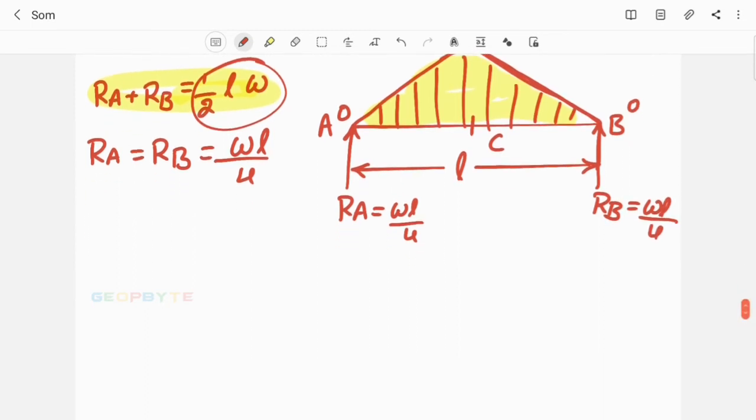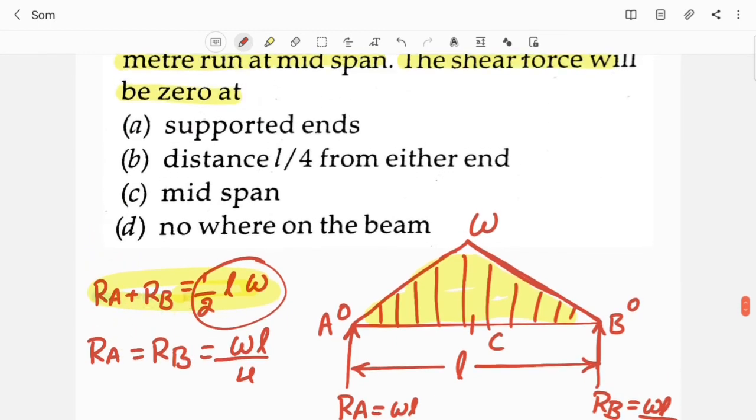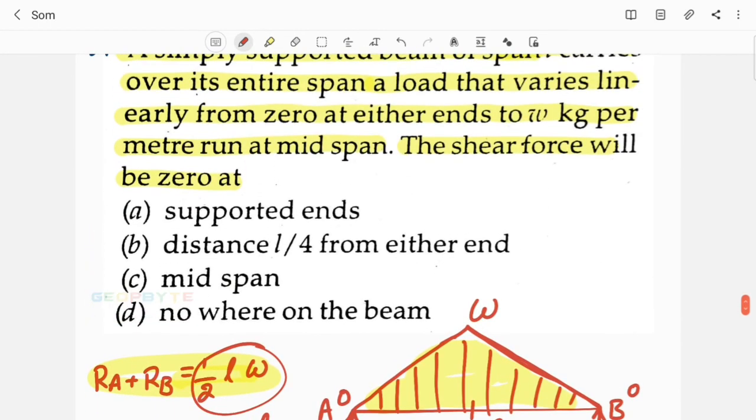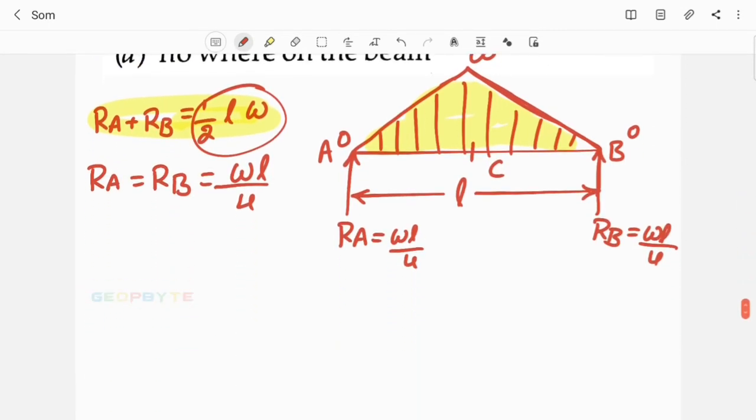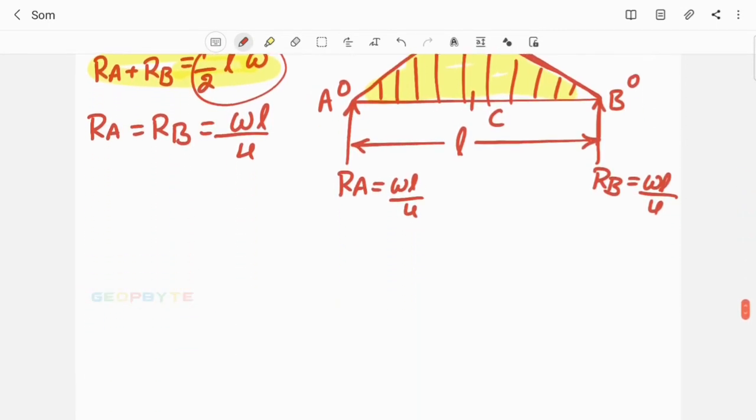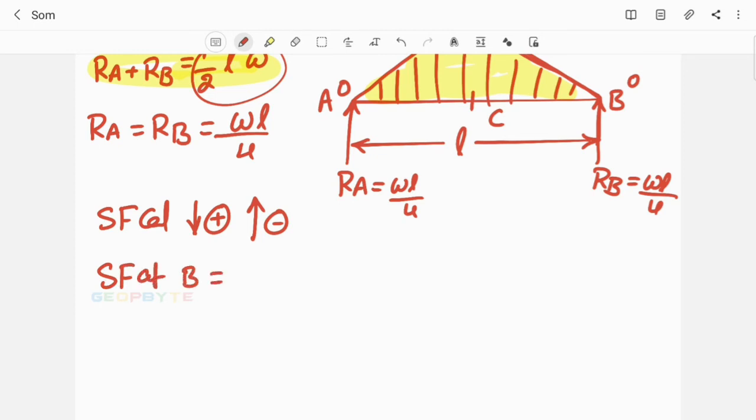You are asked to find the shear force will be 0 at what location? For that, let us take the shear force calculations. Downward forces you take positive, upward forces you take negative. Shear force at B: it is an upward force, negative, minus WL by 4.